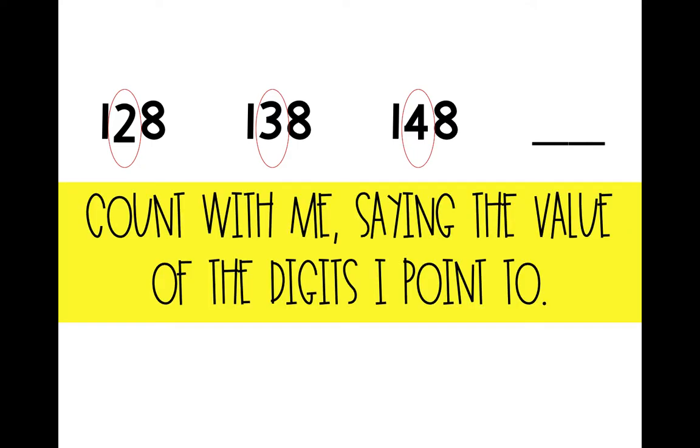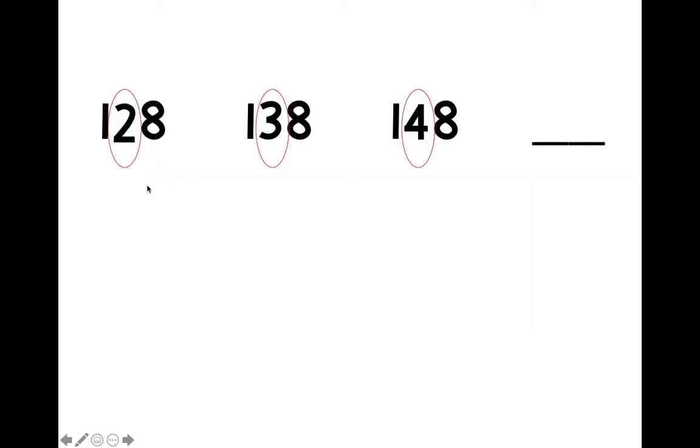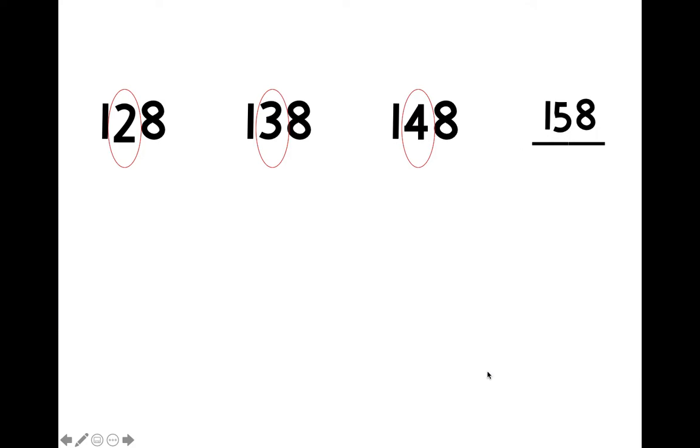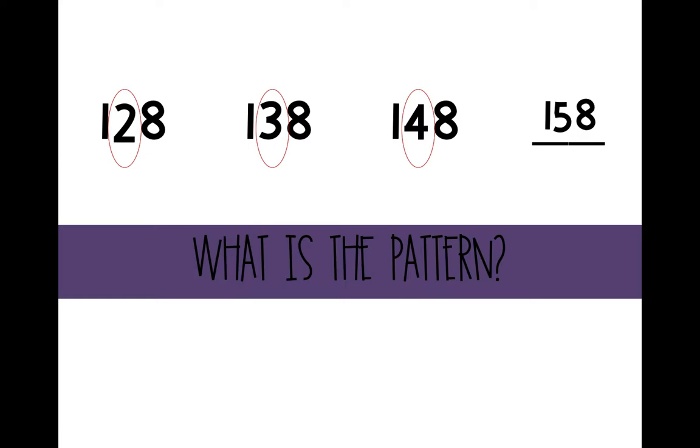Count with me, saying the value of the digits I point to. 20, 30, 40. Now, can you tell me what number comes next in my pattern? 158. If we look, we had 2 tens, 3 tens, 4 tens, 5 tens would be next. 158. Can you tell me what this pattern is? That's right, it's plus 10. We're adding 10 more to each of our numbers.